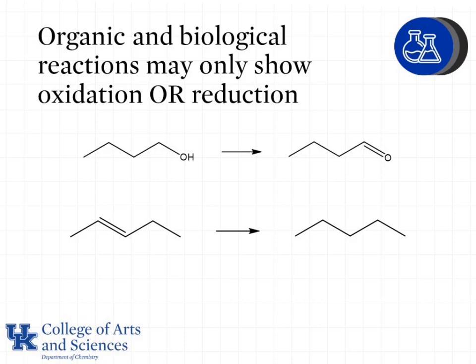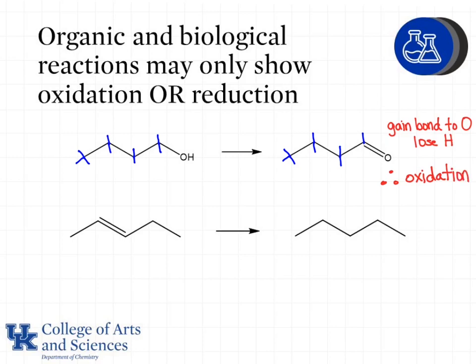In the first example, we're going from an alcohol to an aldehyde. The first thing I'm going to do is write in my hydrogen atoms on both molecules so I can see how things change. I notice that we gain a bond to oxygen in going from a carbon single bonded to an oxygen to a carbon double bonded to an oxygen. And I also see that we have lost hydrogen atoms. Therefore, this process will be considered an oxidation. There is a corresponding reduction process, but it is not explicitly shown here.